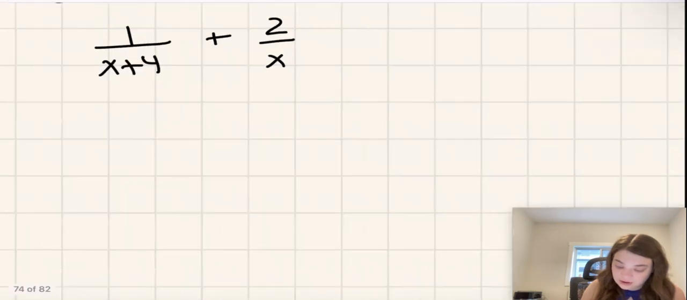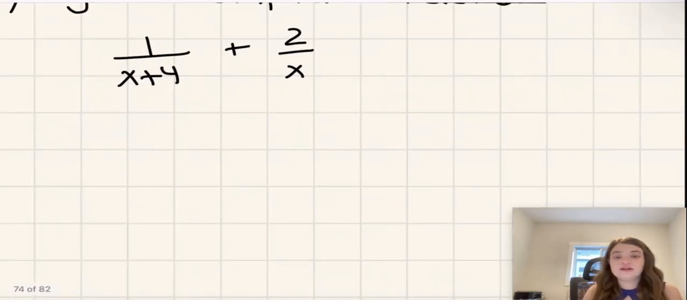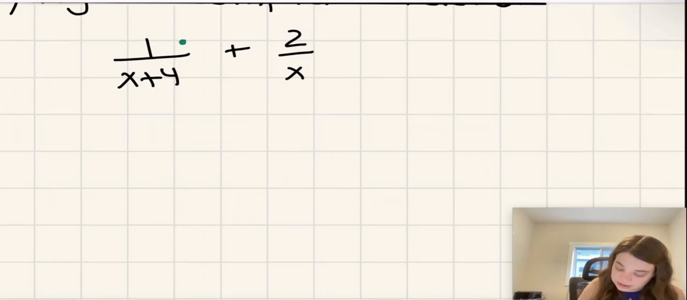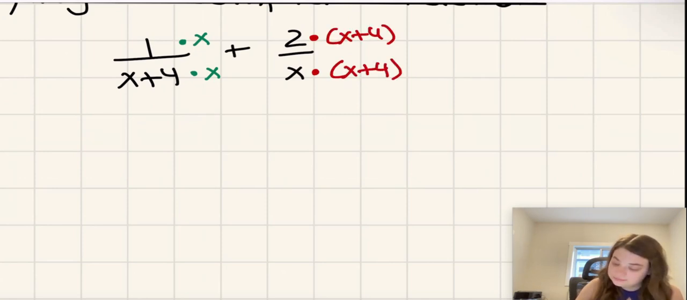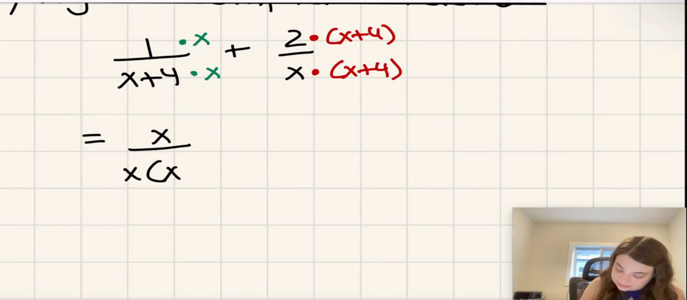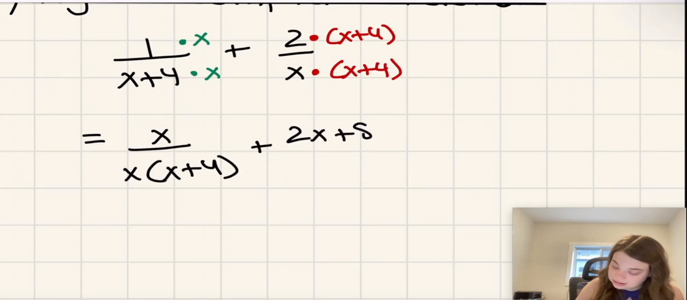Well, in order to figure out what just this is, we need to make sure the denominators are the same. So to get the denominators to be the same, I'm going to multiply numerator and denominator of our first one by x, and numerator and denominator of our second one by x plus 4. Like that. And then we end up with x over x times x plus 4 plus 2x plus 8 over x times x plus 4.